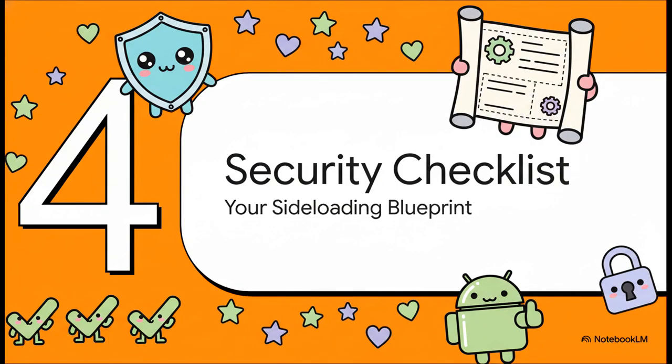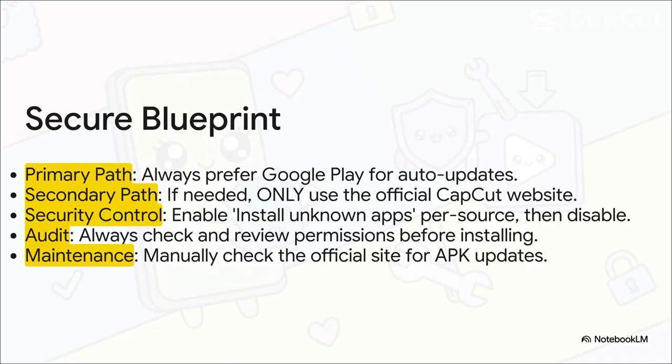Whoa, okay, we've gone through a lot. So let's boil it all down into one final, super simple security checklist. Think of this as your blueprint for doing this safely every single time. So here are the 5 golden rules. Rule number 1. Google Play should always be your first choice. It's just the safest. Rule number 2. If you can't use Play, then the only other place you should go is the official CapCut website. No exceptions, period.